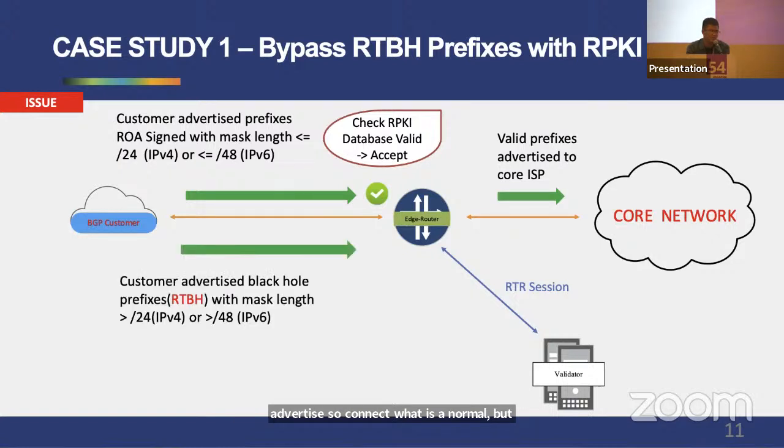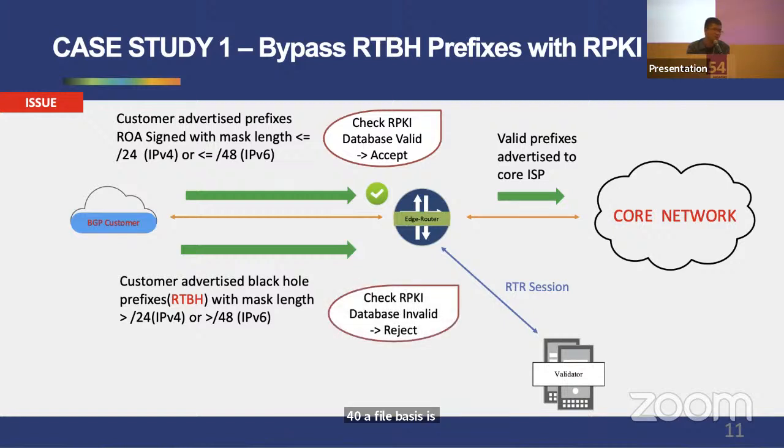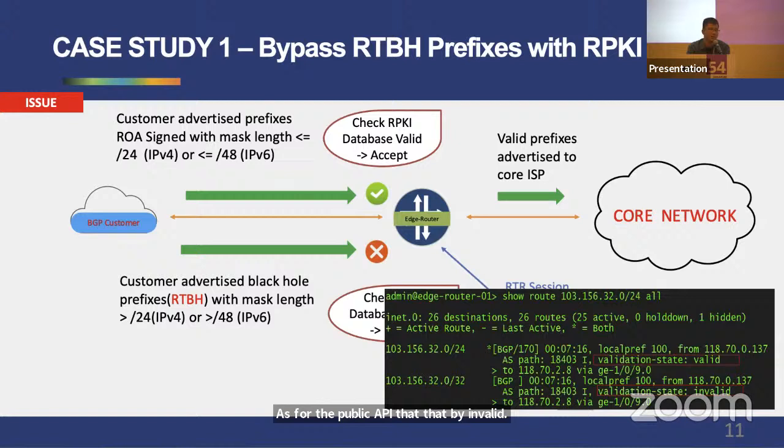But in the situation when your customer advertises a black hole prefix with a mask length longer than /24 for IPv4 or longer than /48 for IPv6, the router checks the RPKI database, finds it invalid and rejects it. Why? Because RPKI currently only supports checking up to a maximum mask length of /24 for IPv4 and /48 for IPv6. This case study needs attention when you apply both RPKI and remote triggered black hole for your customer.